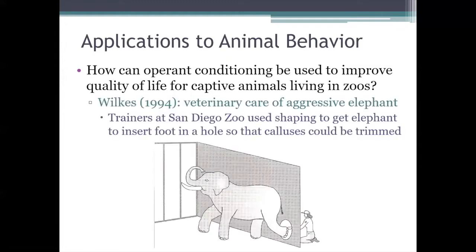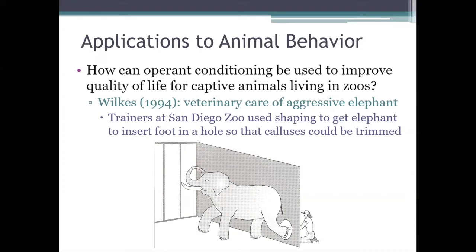So, for example, one of those applications that the chapter discusses has to do with figuring out a way to trim the calluses that had built up on the feet of an aggressive elephant. Apparently, if you don't do that for an elephant, then the calluses can get so bad that the elephant becomes unable to walk. But for one particular elephant at the San Diego Zoo, the trainers had a hard time coming up with a way to trim those calluses safely because the elephant's history of aggressive behavior made them reluctant to enter its pen.